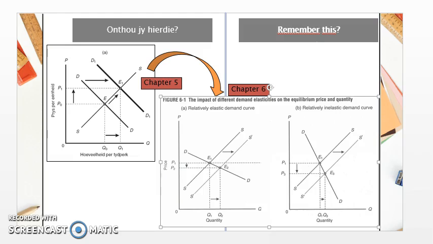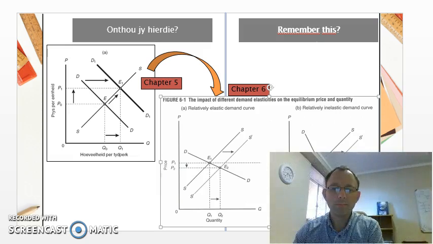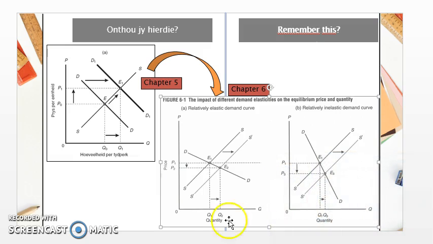It has to do a bit with slope, but elasticity tells us how sensitive either the consumer or the producer is if there's a price change. What will be the impact on the quantity? That's in essence what we are going to have a look at.